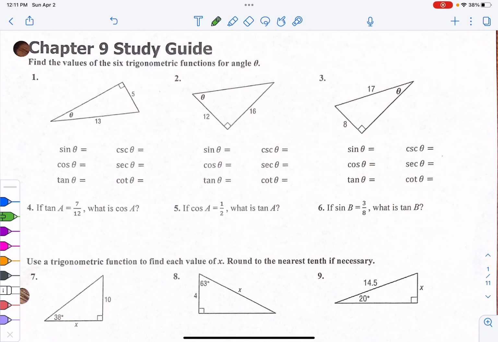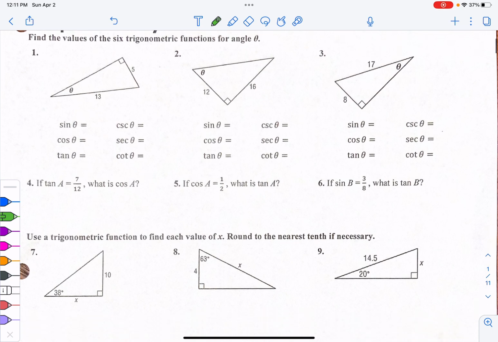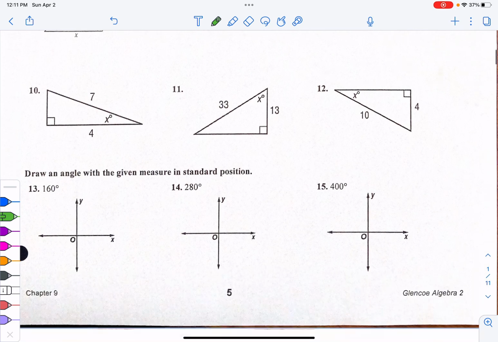Hey, Algebra 2, this is the first half of the Chapter 9 review that I'm going to go through with you. I encourage you to do these problems on your own if you can, but watch them through on this video and make sure that you know how to do them so that you can prepare yourself for the test that will be coming here in the next couple days.